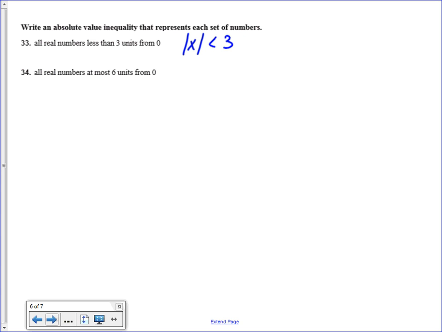Okay. And the next one says at most 6 units from 0. At most 6 units away. So can it be more than that? No, it cannot. So at most, now I'm thinking, okay, these things have to be less than or equal to 6 away from 0.